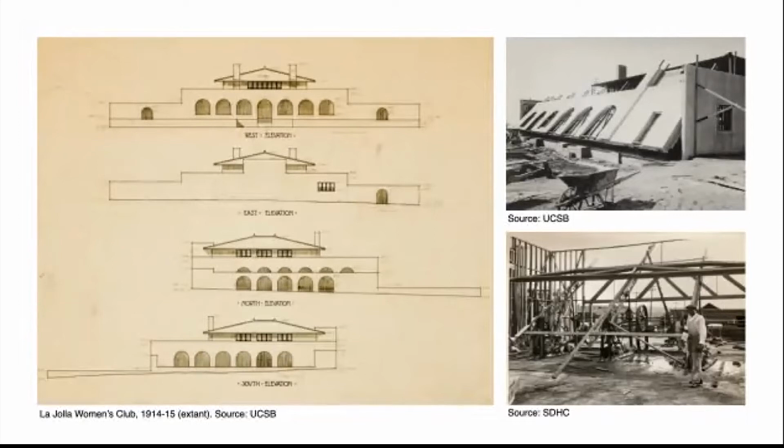This is the La Jolla Women's Club. It was built in 1914 to 1915. And you can go see it today. If you want to have a wedding, you can go rent it as a venue.